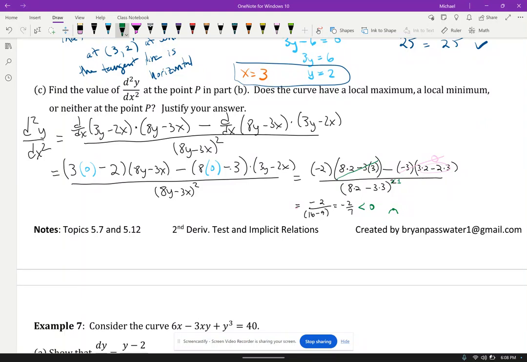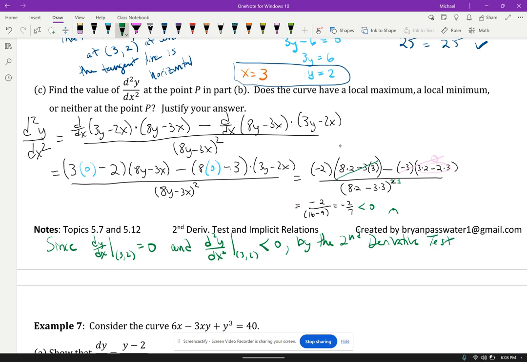So here's where we answer. Since dy/dx at the point (3, 2) equals 0, and d2y/dx squared at the point (3, 2) is less than 0, in other words, the second derivative is negative, it's concave down, by the second derivative test, there is a local maximum at the point (3, 2).